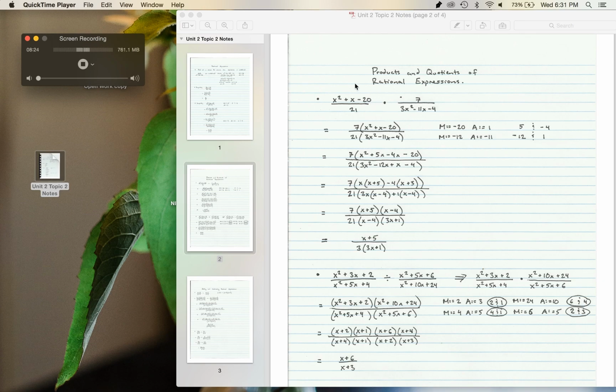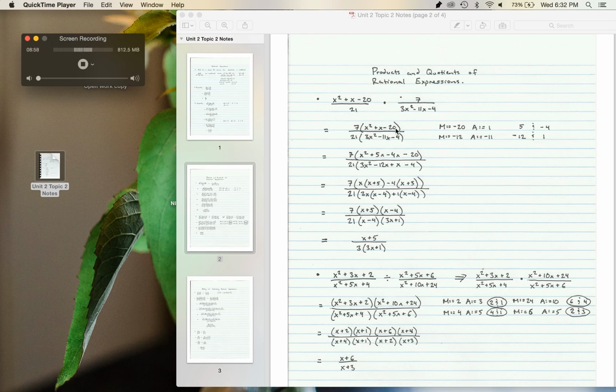So I'm going to take this x squared plus x minus 20 and multiply that whole thing by 7. Just for neatness sake, I've put the 7 out front here, but you can see that the tops are just multiplied together. And then I'm going to do the same thing with the bottom. I'm going to take 21 and multiply it by this whole polynomial 3x squared minus 11x minus 4. So I have this multiplication, it's written all together, and it looks like I have 2 of these quadratics here.